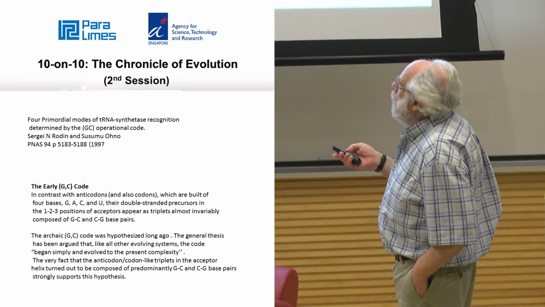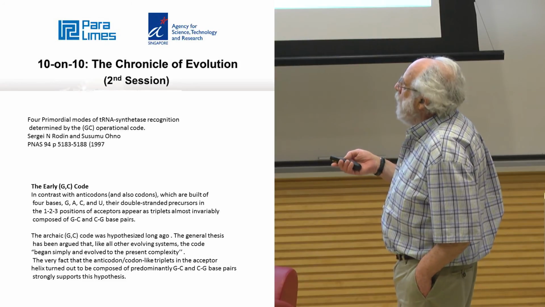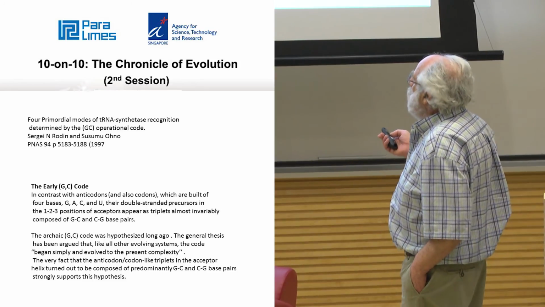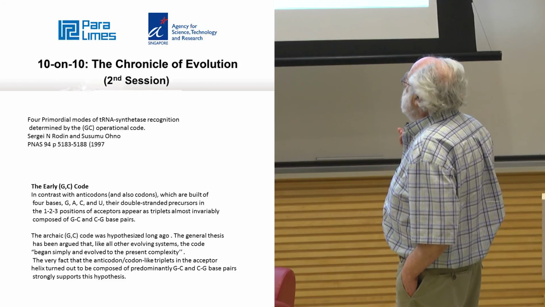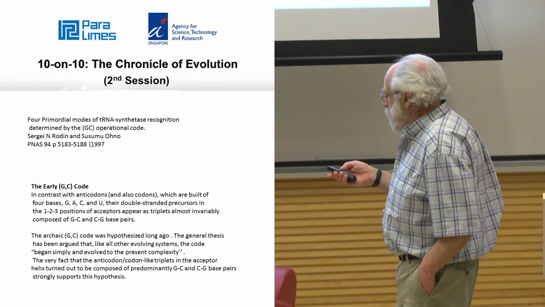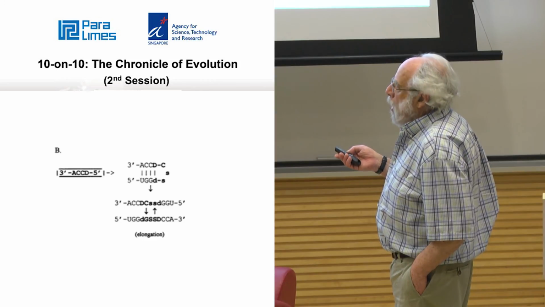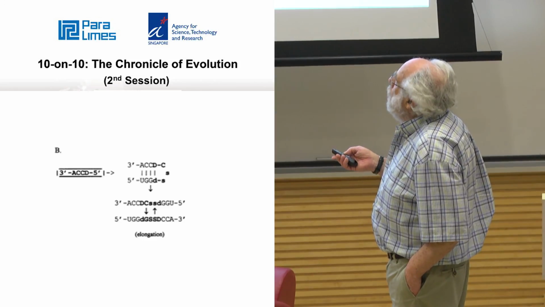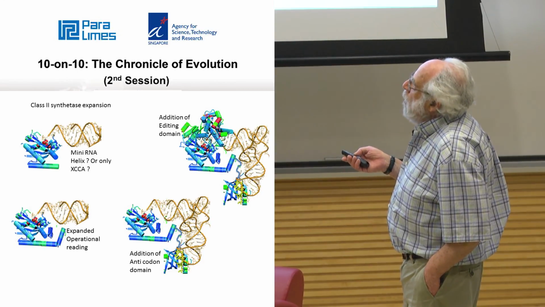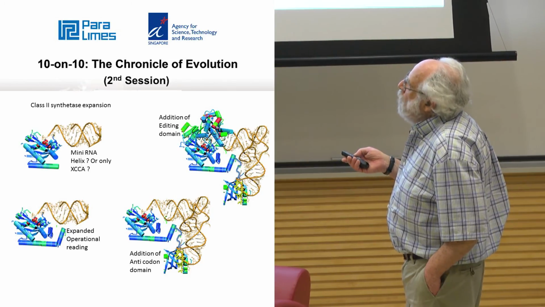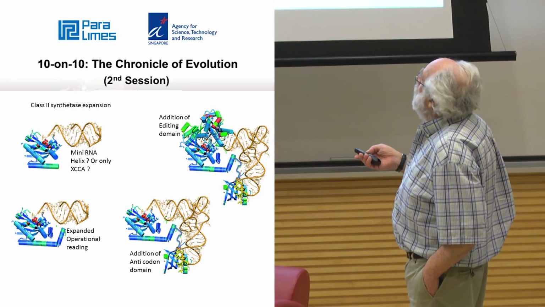The general thesis has been argued that, like other evolving systems, the code began simply and evolved to the present complexity. The very fact that anticodon-codon-like triplets in the acceptor helix turn out to be composed of predominantly GC and CG bases strongly supports this hypothesis. And this is how Ohno and Rodin grew their tRNA, and this is how the tRNA, the CCA system, evolved up a system that read the operational code.